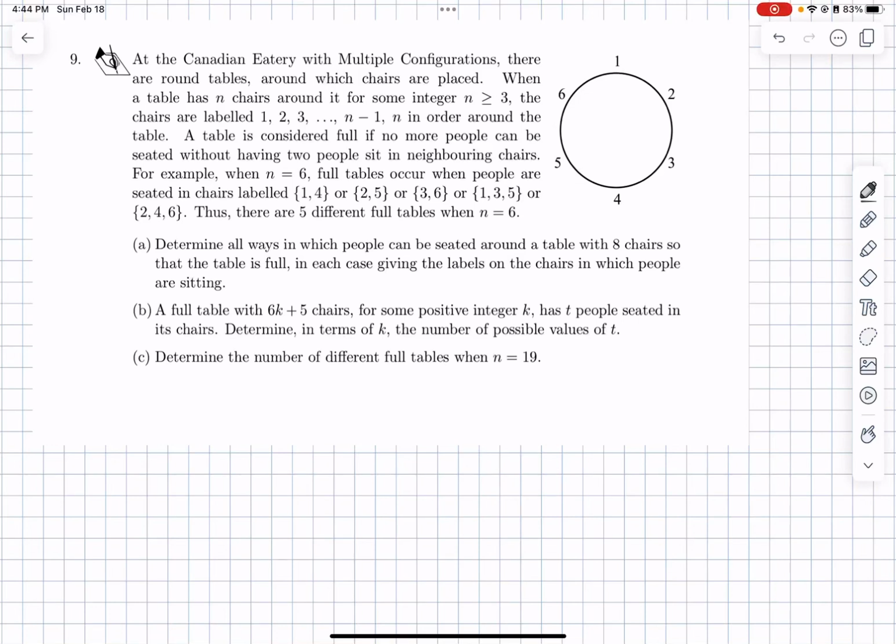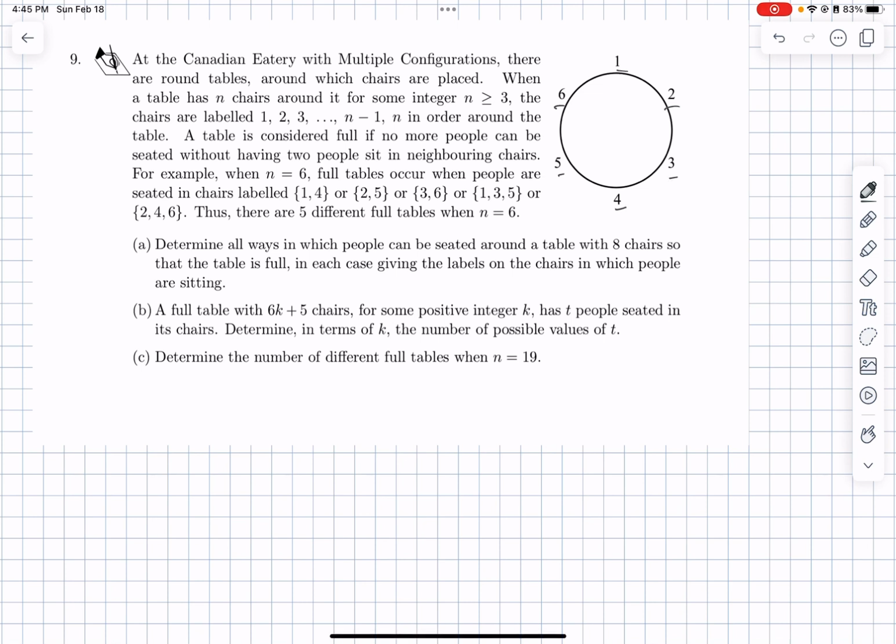Hey everyone, today we're working on question 9 of Euclid 2023. So this question says, at the Canadian eatery with multiple configurations, there are round tables around which chairs are placed. When a table has n chairs around it for some integer n greater than 3, for example n is 6 here, the chairs are labeled 1, 2, 3, 4, 5, 6, all around the table.